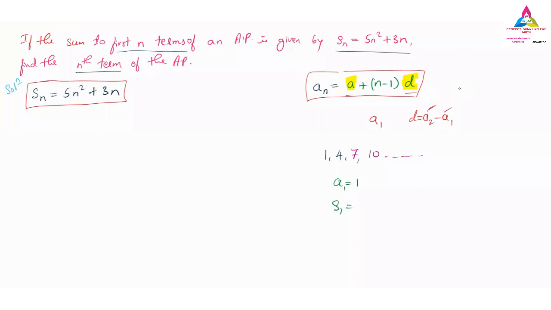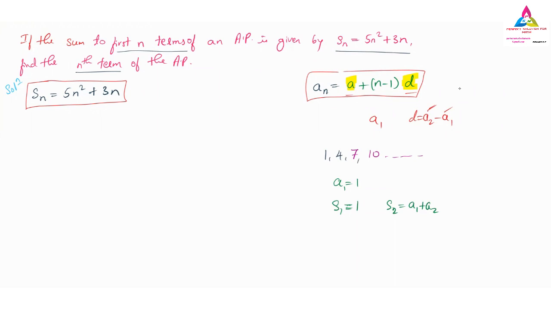What is the sum of the first term? 1 itself, because if you have only one term, it will remain 1 itself, it won't change. So the a1 value and s1 value will remain the same. But when we find the s2 value, our answer will change a little bit. What will it become? a1 plus a2, meaning we are adding the first term and the second term.